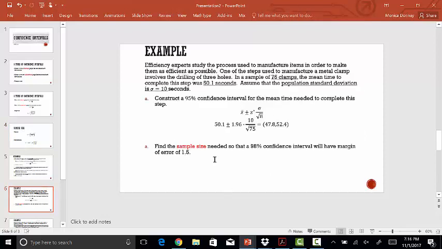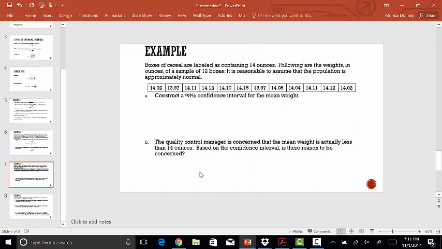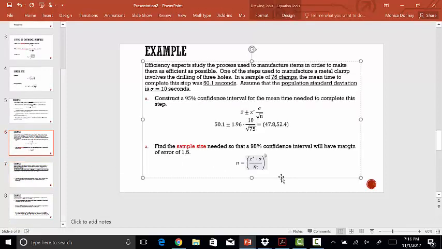Alright, so here, again, using that formula, I'm simply going to type in everything that I know. So our n equals z star for 98%. Again, if I do inverse norm of 1 minus 0.98 over 2, 0, 1, I get 2.326, times my sigma, which they told me was 10, over my margin of error that they're asking for, which is 1.5.